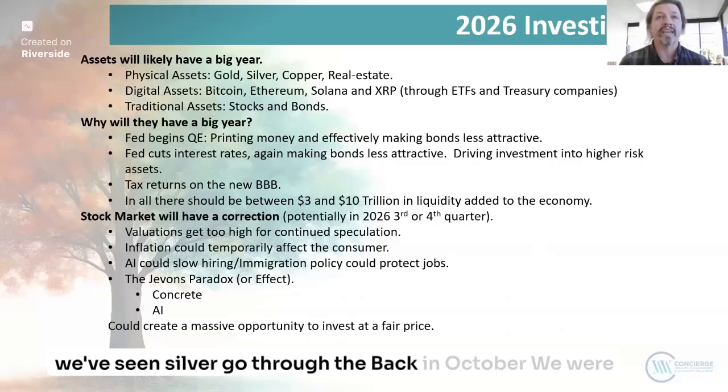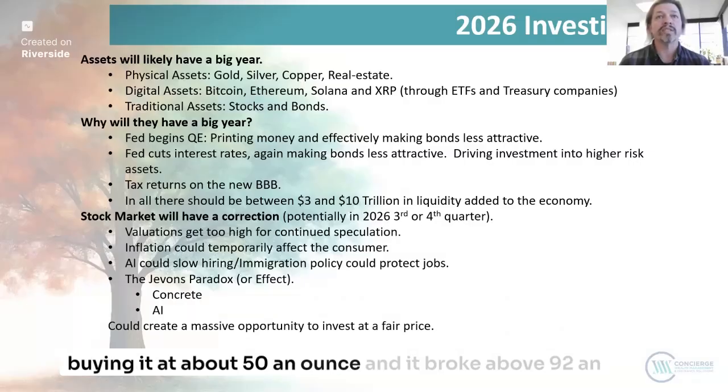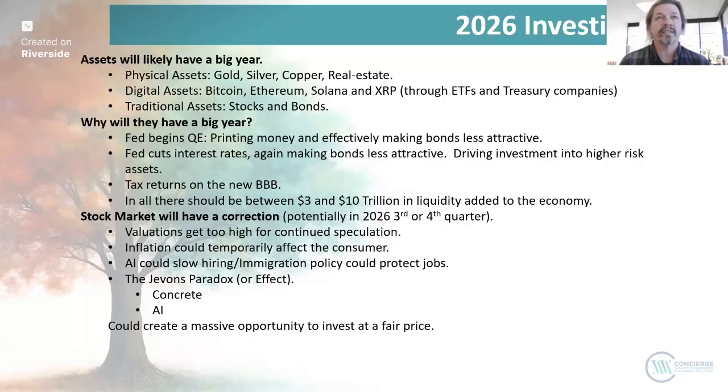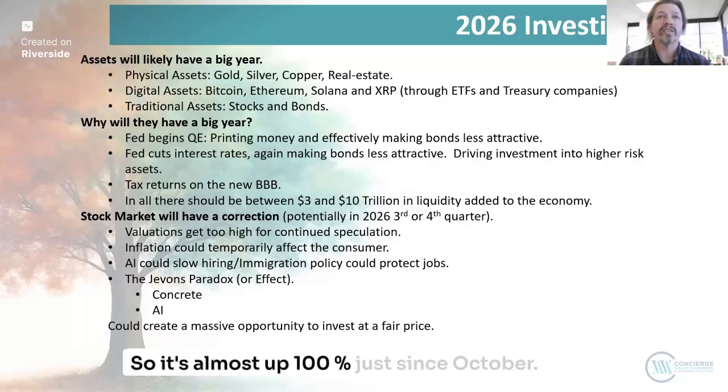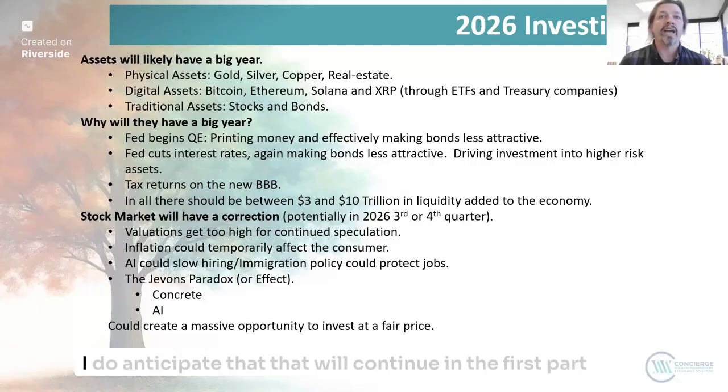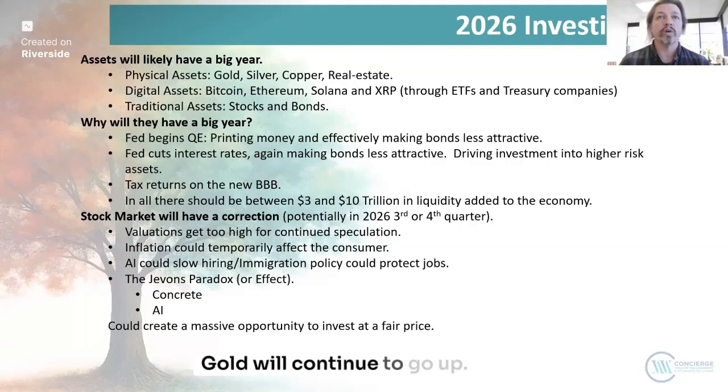Back in October, we were buying it at about $50 an ounce, and it broke above $92 an ounce today. So it's almost up 100% just since October. I do anticipate that will continue in the first part of this year. Gold will continue to go up.